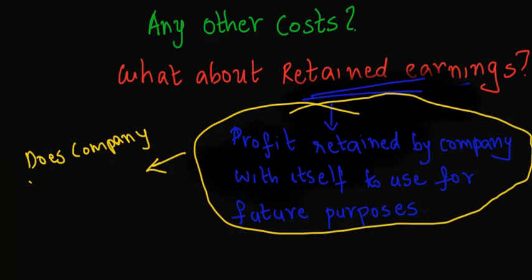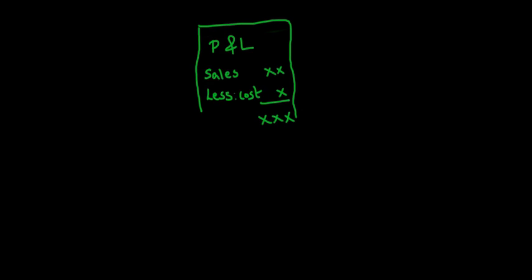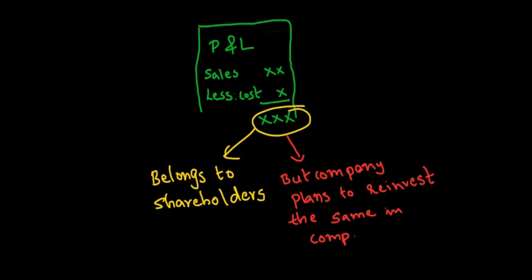So, does the company bear a cost for retaining the earnings? Yes. Let's see how. After a company makes money, who owns that money? The shareholders, right? But when you retain earnings, you are not giving the money to the shareholders. You are keeping it yourself. In a way, you are investing it for them in your company.